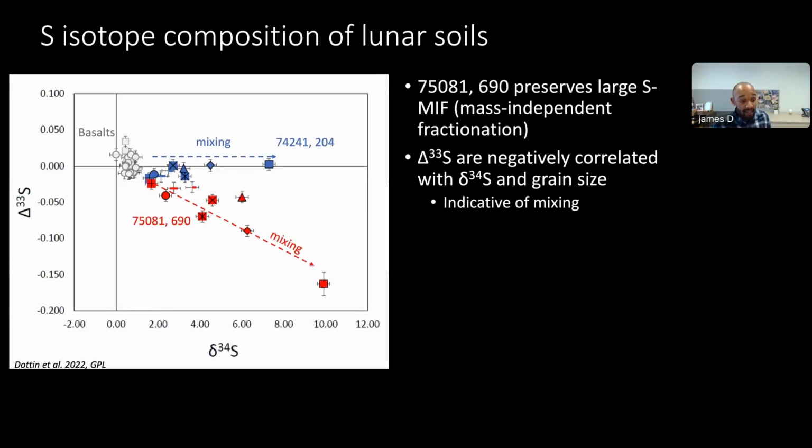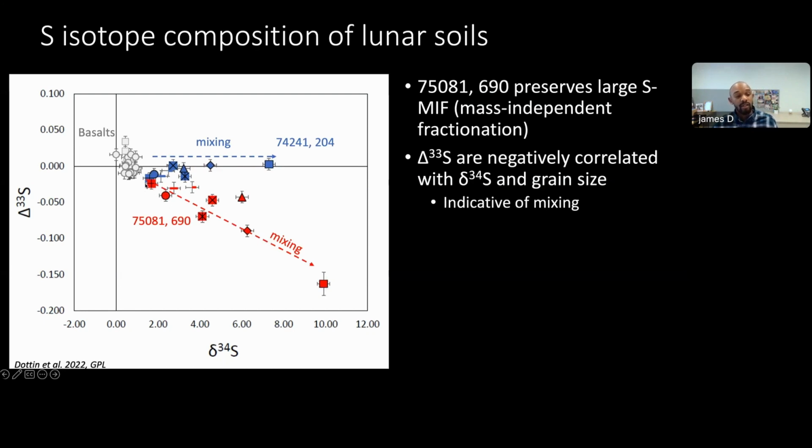When we look at the data from 75081, we see that it has a different Δ33S composition, and it preserves large mass-independent fractionation. What's also important to note is that the data between Δ33S and δ34S is negatively correlated. And I'd like to point out that in this plot, the largest grains are plotted as these squares with the cross through them, and the smallest grains are the squares without the cross.